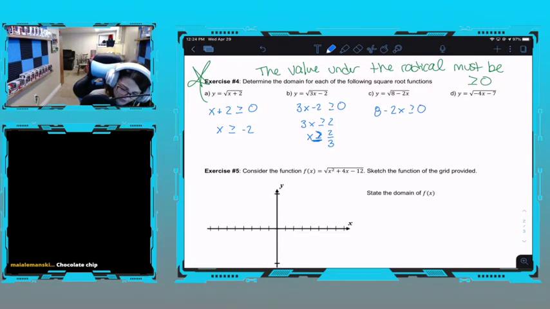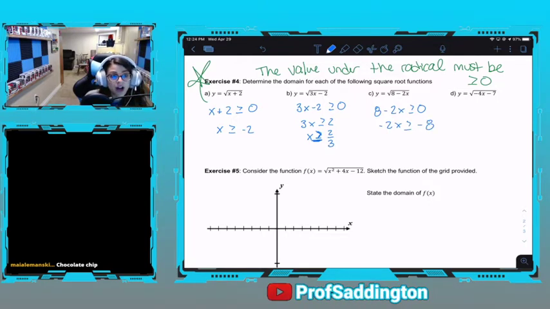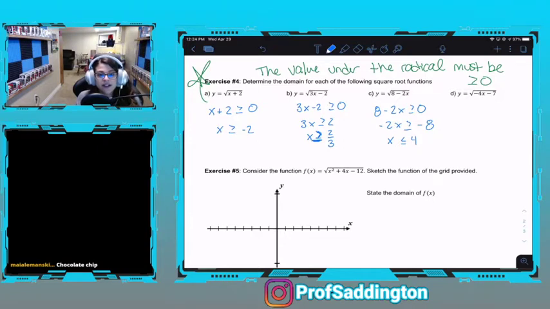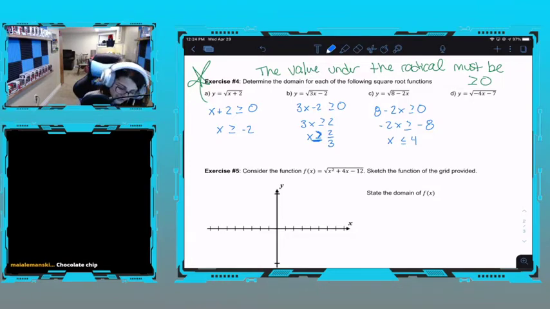So let's subtract over 8. And then I'm going to divide by negative 2. But recall, when you divide by a negative, your inequality is going to flip. So here, any x that is smaller than or equal to 4 is allowed. So that one's kind of a unique one. Let's do one more. I'll zoom in.